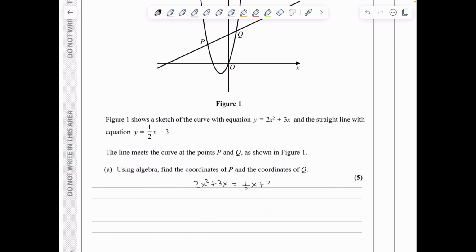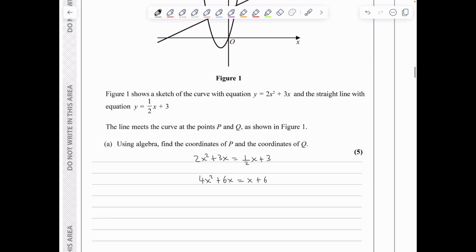I will get rid of the denominator by multiplying throughout by 2, leading to 4x² + 6x = x + 6. And I will be collecting everything on the left-hand side to give me 4x² + 5x - 6 = 0. Now this factorizes into (4x - 3)(x + 2), all of this equal to 0. So we've got that 4x - 3 = 0, or x + 2 = 0. Now we've got 4x = 3, which means that x is 3 over 4, or x is -2.